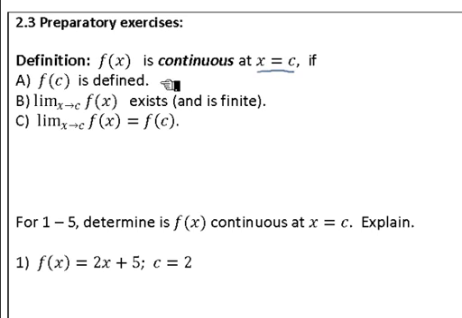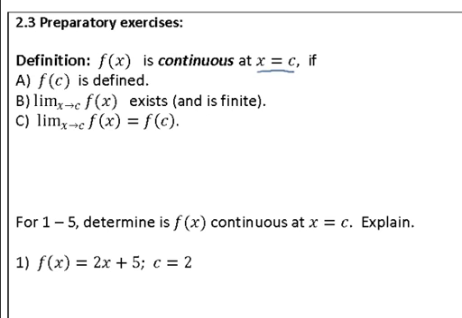First of all, f of c has to be defined. For example, c can't be a zero of the denominator. Second, the limit as x goes to c of f of x exists, and it has to be finite. We're not talking about infinite limits. And third, the limit as x goes to c of f of x is equal to f of c. In other words, the answer from A is equal to the answer from B. These two are the same. F of c and the limit have to be the same.